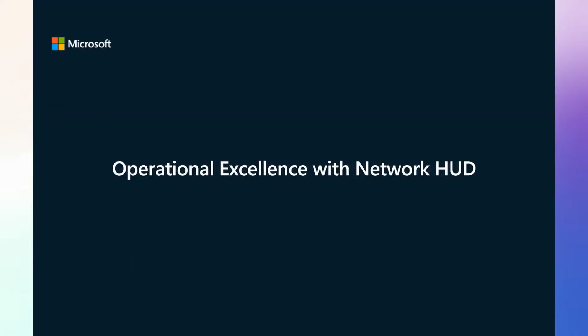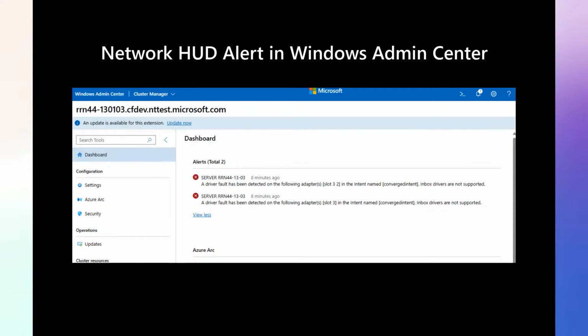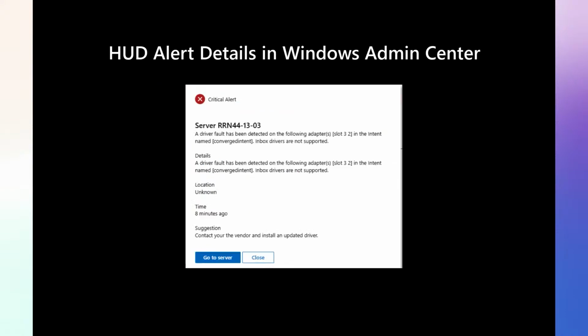Once your network fabric is set up with Network ATC, operational issues like misbehaving NICs, outdated drivers, or mismatched VLANs can arise. But fear not. Windows Server 2025 includes Network HUD, an operational monitoring tool, alerting you to various networking issues in Windows Admin Center, ensuring you're always on top of your network's health.